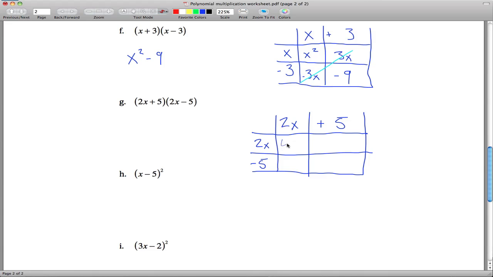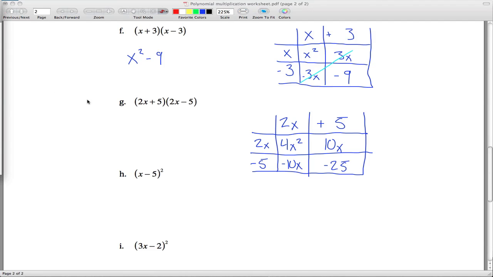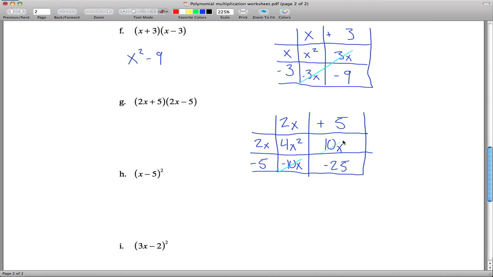2x times 2x is 4x squared. 2x times 5 is 10x. 2x times negative 5 is negative 10x. 5 times negative 5 is negative 25. So again, the 10x and the negative 10x cancel each other out. And what we're left with is just 4x squared minus 25.